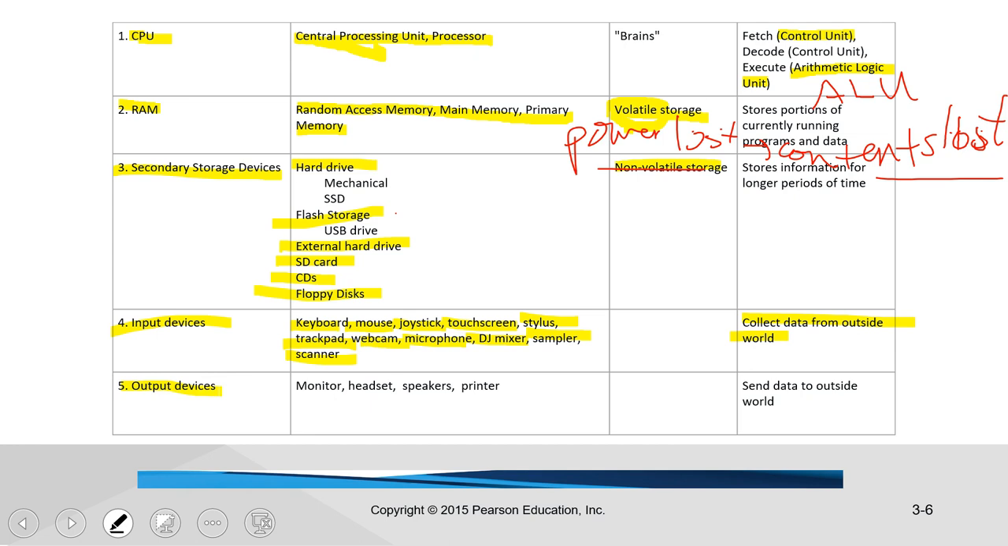And the last category of hardware is output devices. Output devices send data to the outside world. Some examples of output devices are monitors, headsets, speakers, and printers. And if you think for a little bit on your own, you can probably come up with some more input and output devices.